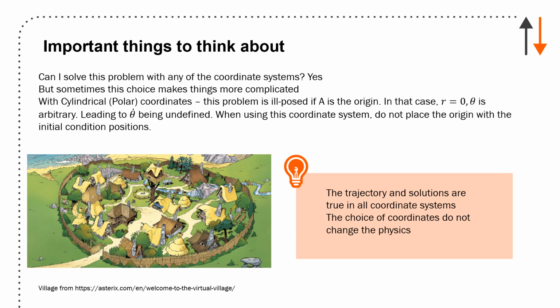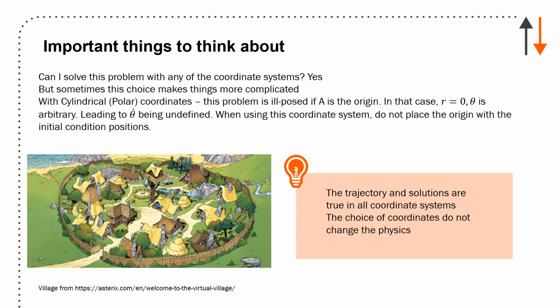So the important thing when you're thinking about this is, can I solve these problems with any of the coordinate systems? Sure, you can absolutely do that, but sometimes this choice will make things more complex and unnecessarily complex. With cylindrical polar coordinates, this problem is ill-posed if A is at the origin. You'll notice that I have an origin down at the ground, but A is 2 meters up. I believe that was what it was.